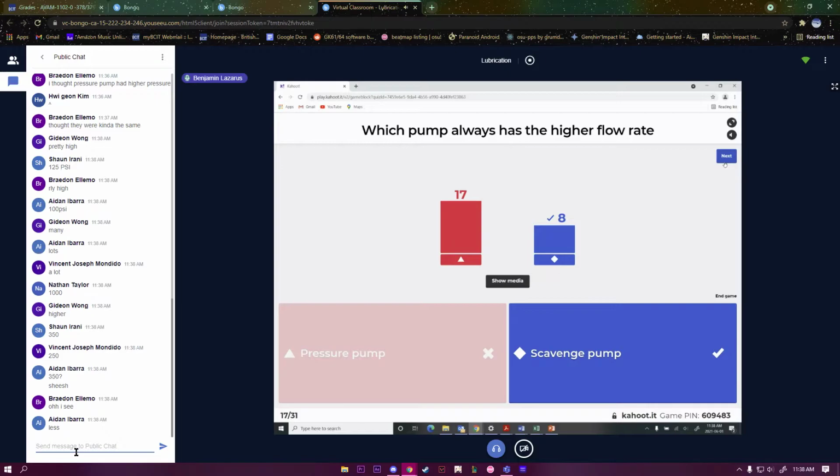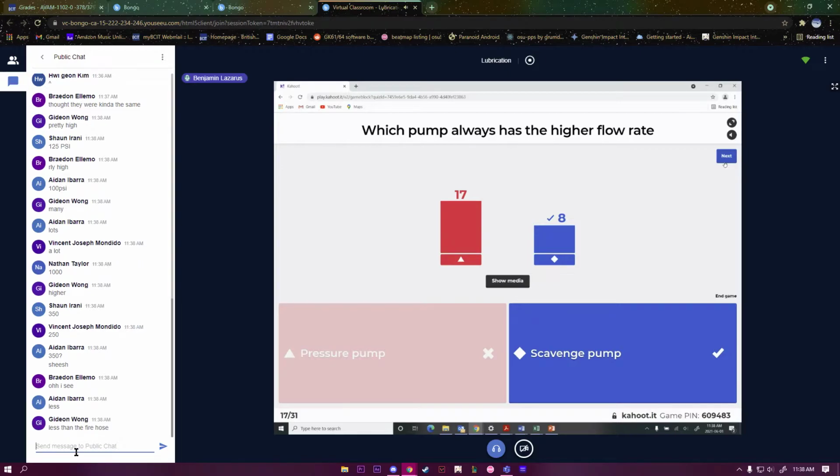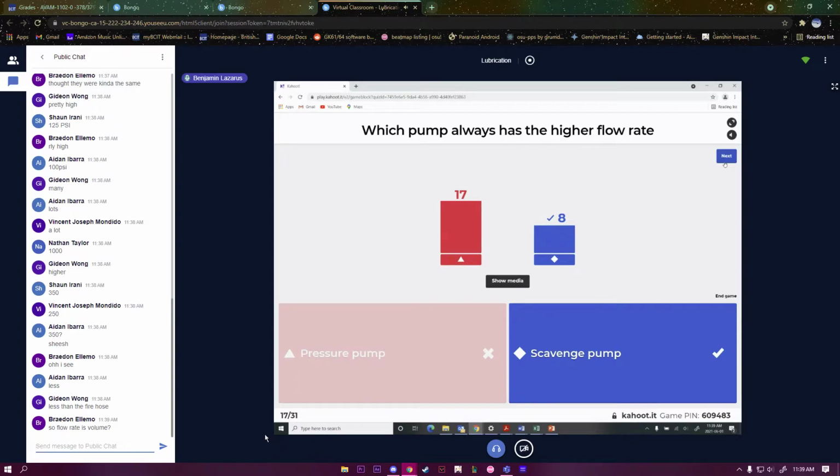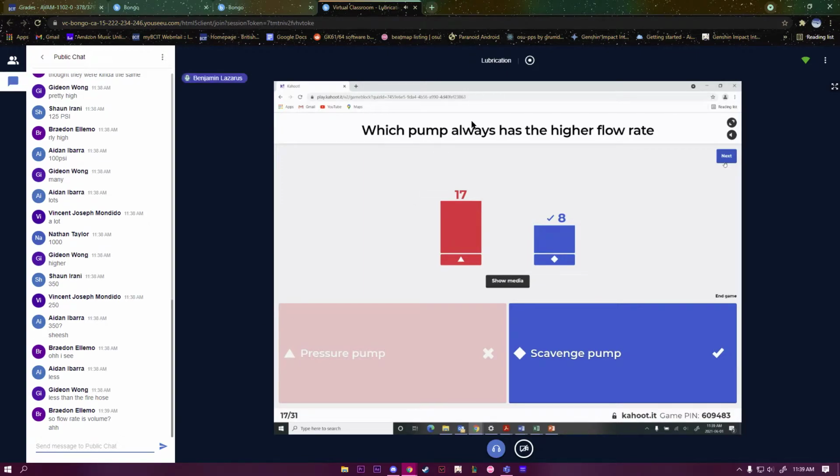So if I were to put a pressure washer into my swimming pool, the fire hose is 1/10 of the pressure. But if I put a pressure washer into the swimming pool and a fire hose out of the swimming pool, the fire hose has less pressure, but way more volume. And that's what we do with our pressure and our scavenge pumps. It's not as dramatic an example as that, but flow rate is volume, yes. Volume per minute.